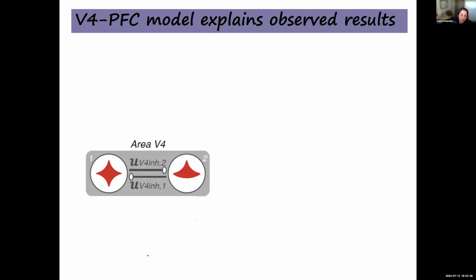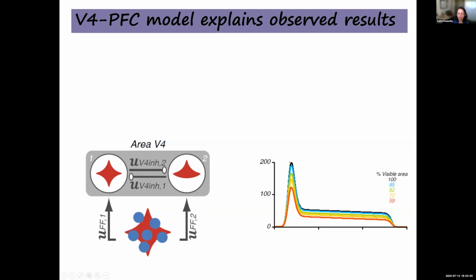So basically, we started out with a pair of V4 neurons with different shape selectivity, and if these two neurons are driven by a partially occluded stimulus, then you can model the responses, where you have an initial transient and a sustained response, which declines with increasing levels of occlusion.